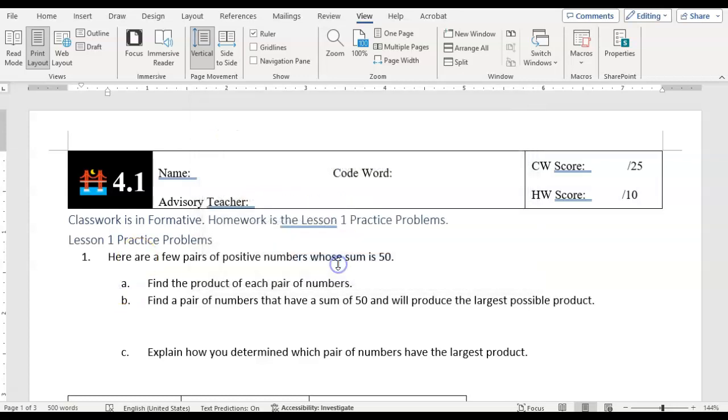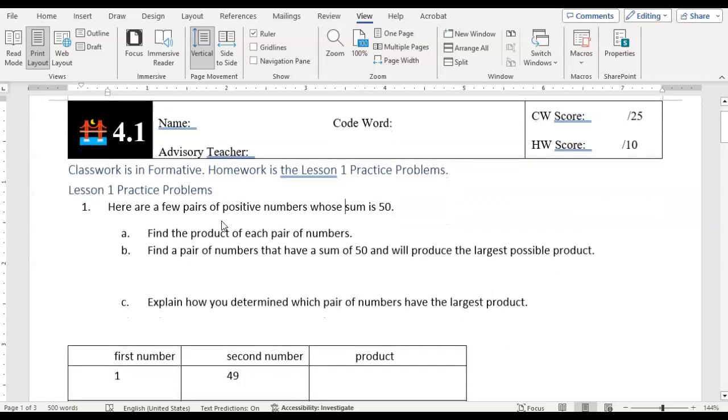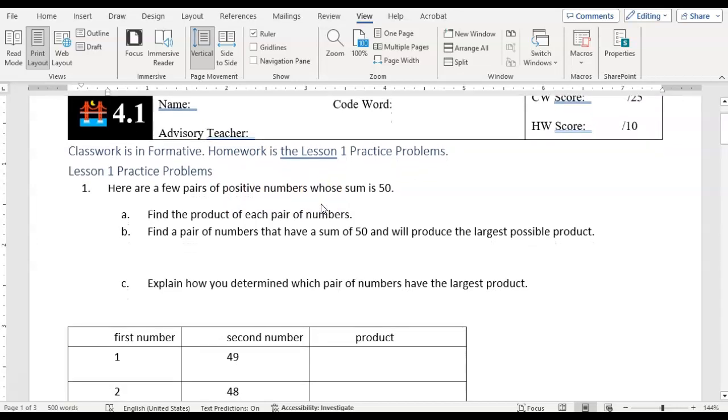Hey everyone, welcome to homework 4.1. If you did not finish your classwork informative, I strongly recommend you finish that at home tonight. If you need to, I will take a look at it if you let me know that you need me to look at it again.